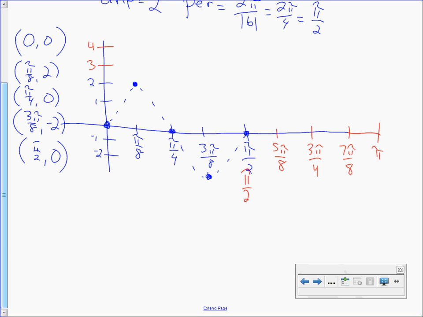Now to all the a values, what do you have to add to them? 2. So now, instead of being at 0, I go right here and I go up 2. Instead of being here, I'm here and I go up 2. Back to here, back to here, and back to here. And what I've done now is created a shifted sine curve.